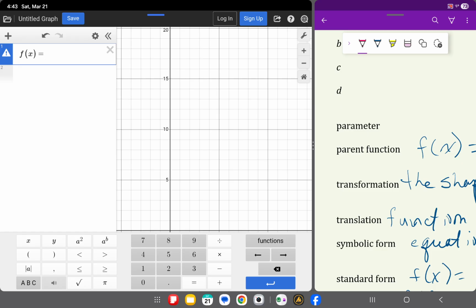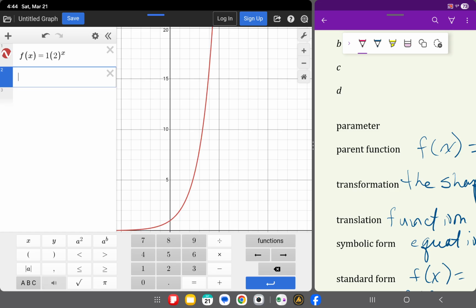We're going to start out with 1 parentheses, and we're going to start with the basic parent function of 2 close parentheses raised to the x power. That gives us a very easy base to see. So there's our first function, and we want to see what happens when we change that parameter a, which is out in front of the parentheses. We're going to see what happens to our parent function when we change our initial value.